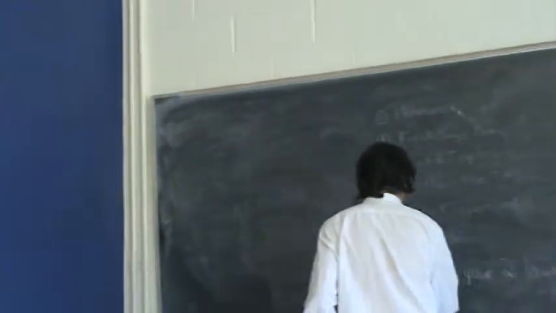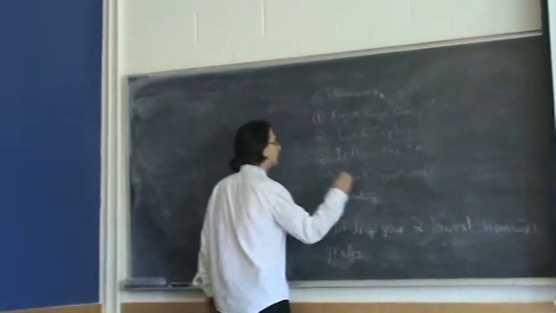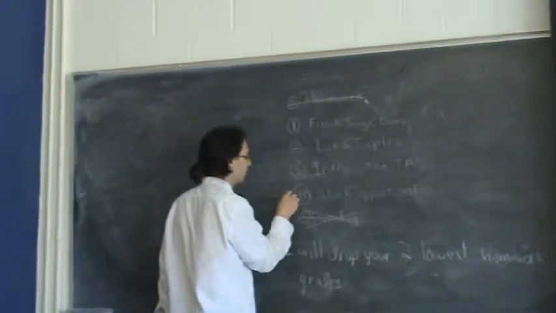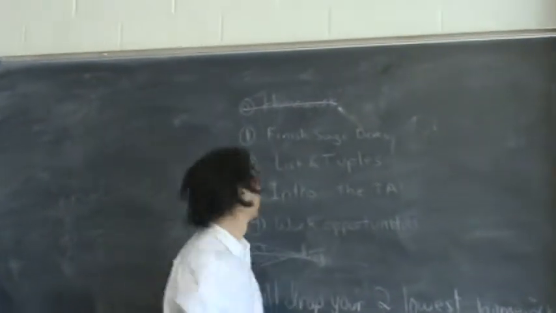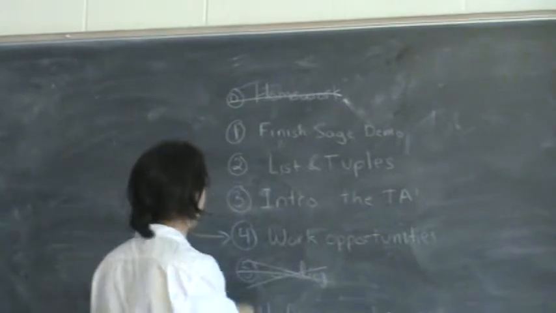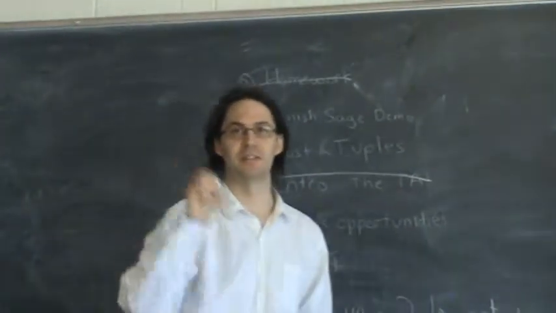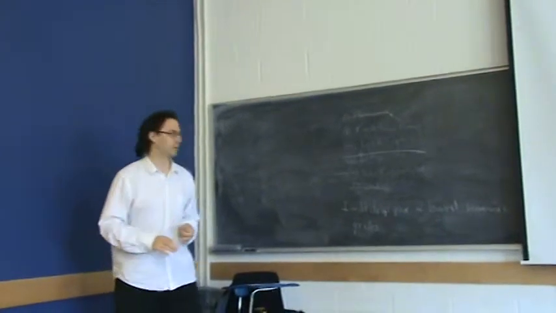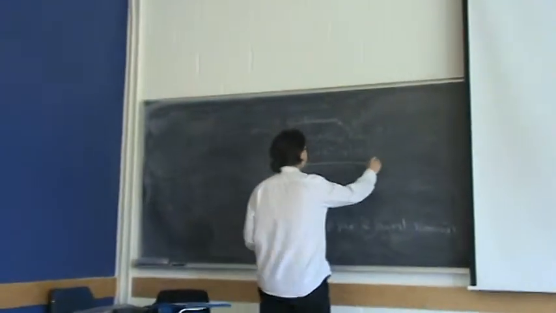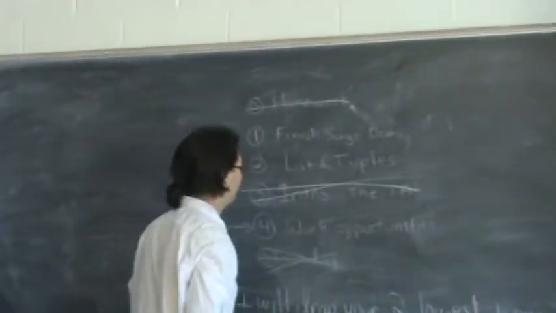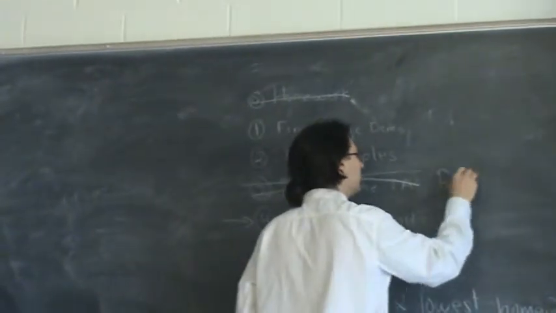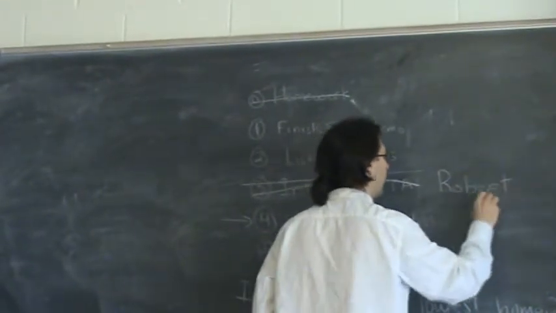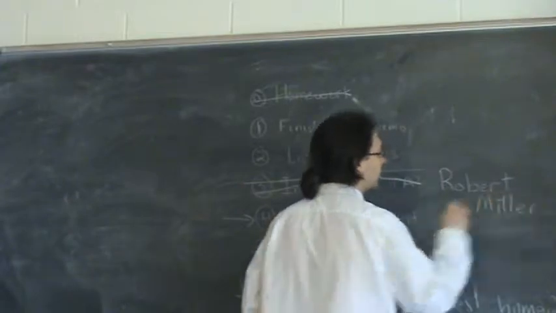Since I seem to be going in reverse, so that's done, this is done. Oh yeah, Robert is now introduced. That's Robert Miller. He's the official Sage TA and TA for this course. So he's hired by UW to help out with Sage. And his contact information is on the course website now.